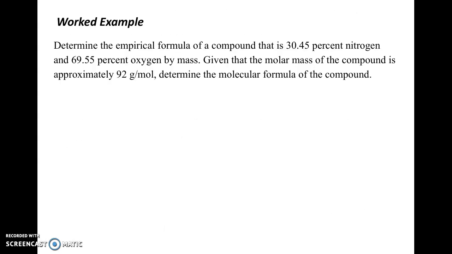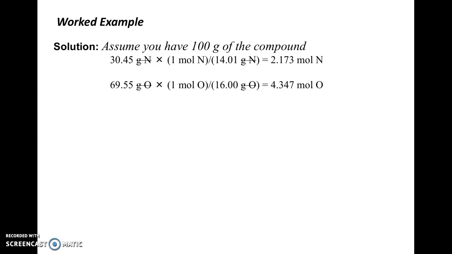So here's an example. You want to determine the empirical formula of a compound that is 30% nitrogen and about 70% oxygen by mass, and you know the molar mass is 92 grams per mole. So assume you have 100 grams. And if you do that, then 30.45% is going to be 30.45 grams.